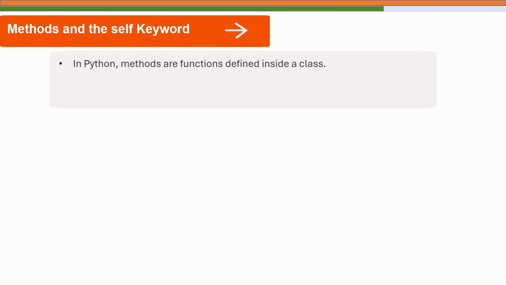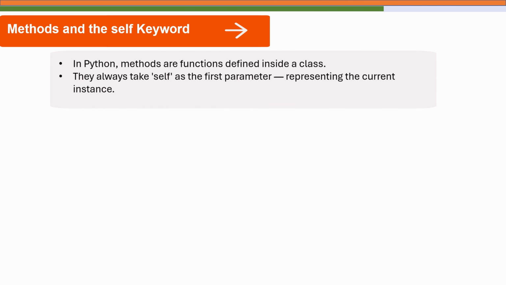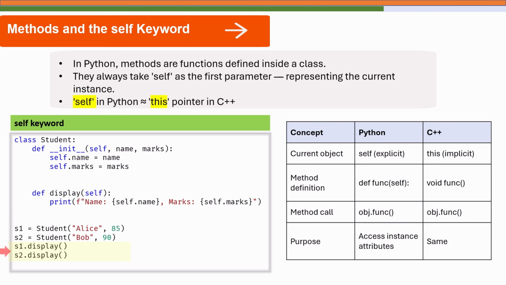Now that we have understood encapsulation, let's talk about methods and the self keyword. In Python, any function that belongs to a class is called a method. When you call a method using an object like s1.display, Python automatically passes the object itself as a first argument to that method. That's why every instance method in Python must have self as its first parameter. The name self is not a keyword, it's just a convention, but it must be present in that position.